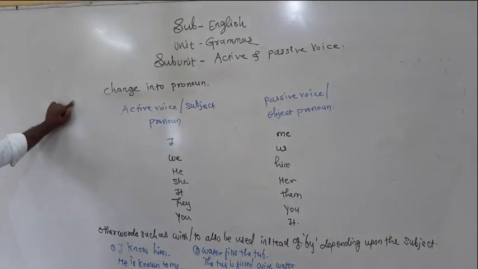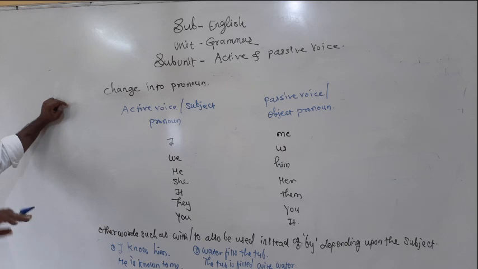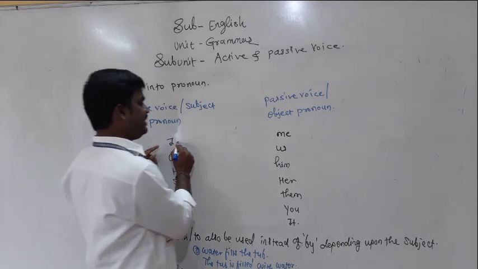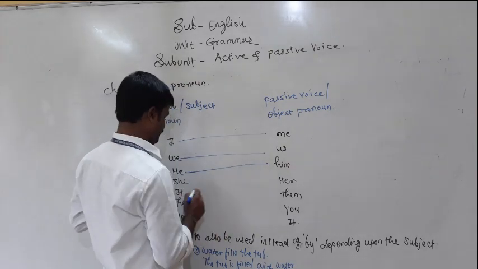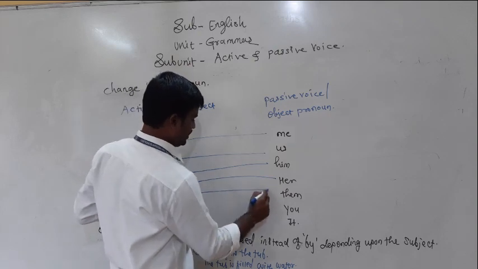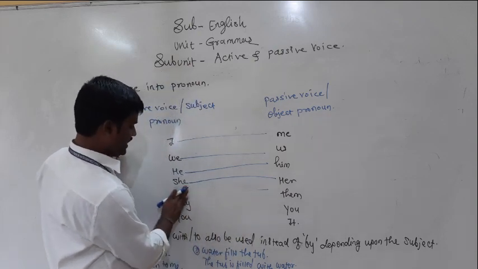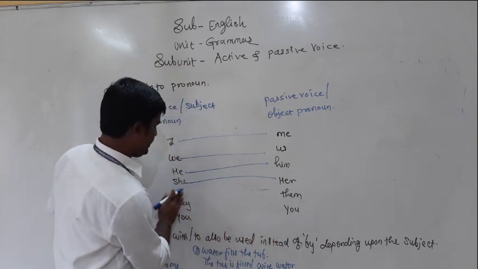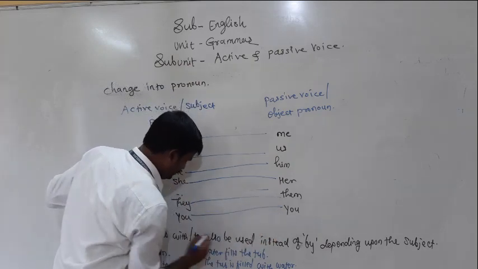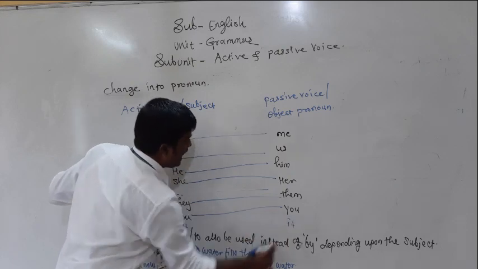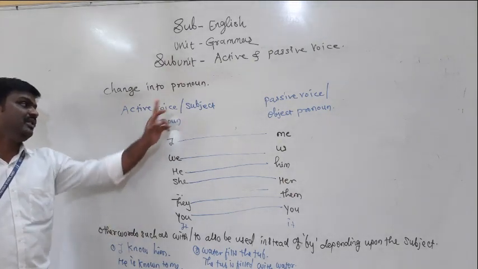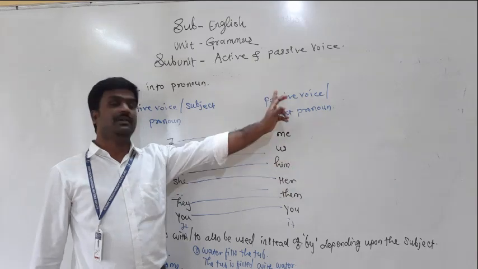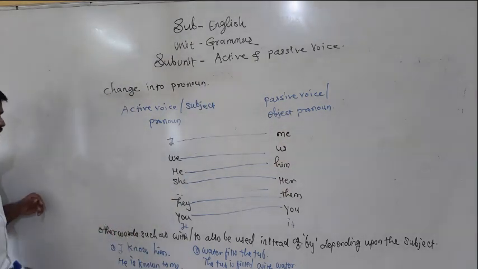Okay friends, next rule, that is rule number 6 or 7. Change into pronoun. We have to do changes in the pronoun. See here. Suppose I is there, then I converts into me, we converts into us, he converts into him, she converts into her, it remains as it is. Then they converts into them, you converts into you, and it remains as it is. See these changes. That is the active voice or subject pronoun, and that is an object pronoun, that is called passive voice pronoun.